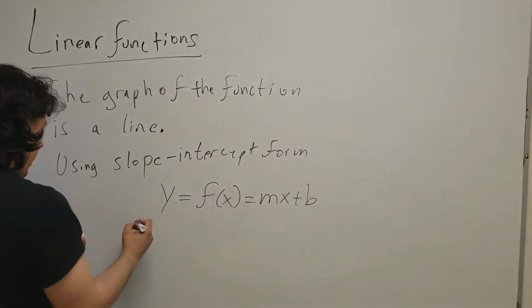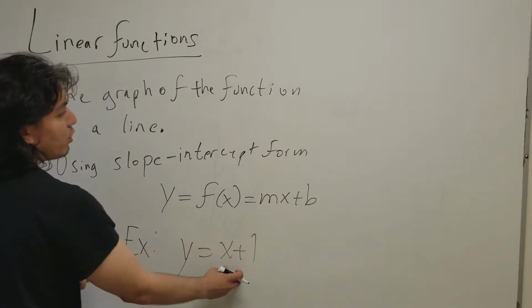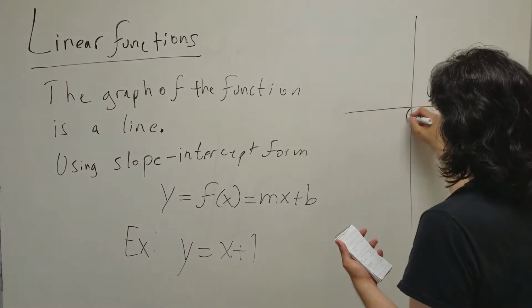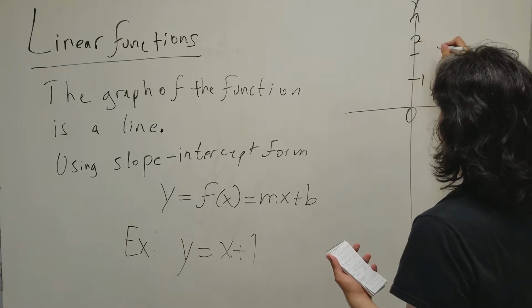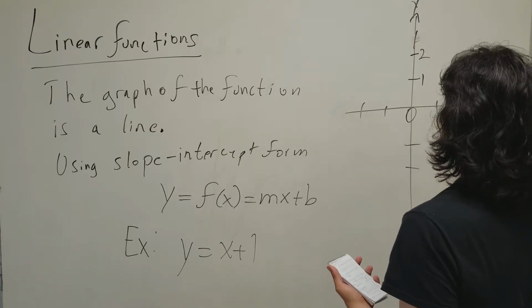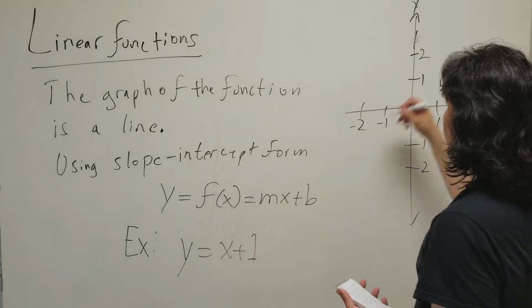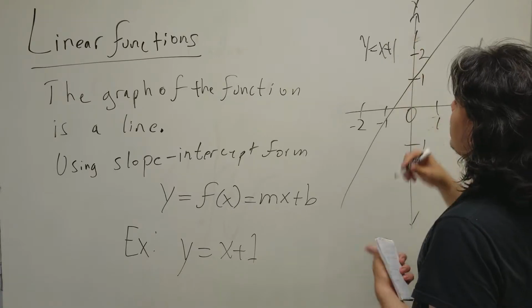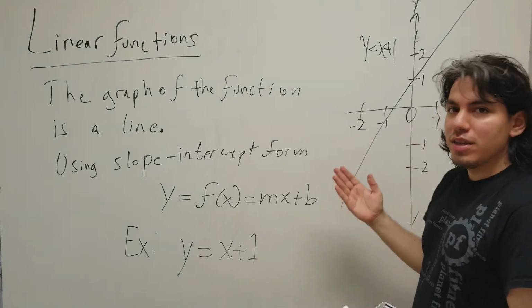So the example I'll give you would be, let's say y equals x plus 1, and you were told to graph it. Visually, it looks like this. Here's 0, here's your x, and here's your y, right? 1, 2. All right. With this function, it's going to look like a linear line, like this. It's just y equals x plus 1. This is a linear function because it's a straight line. So hence the name, a linear function.